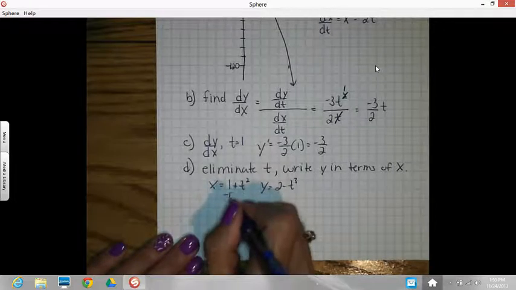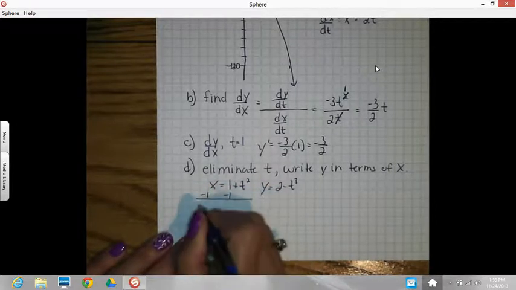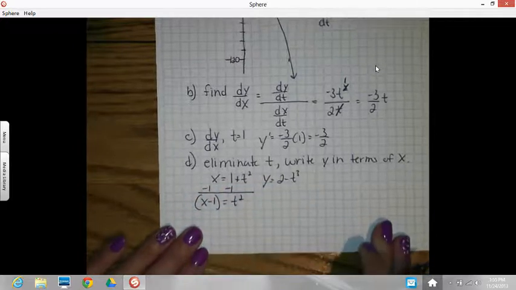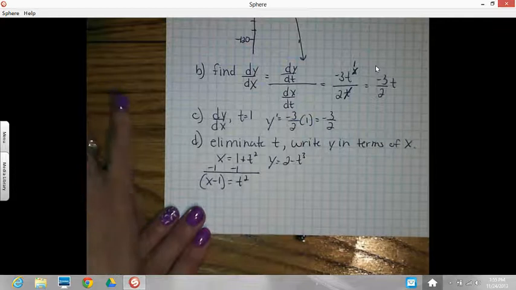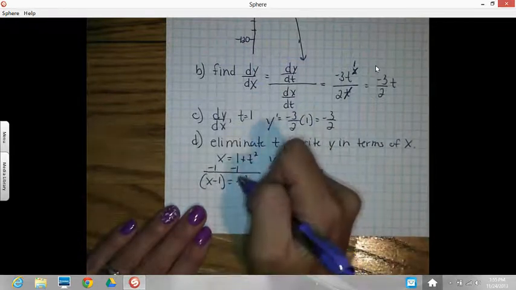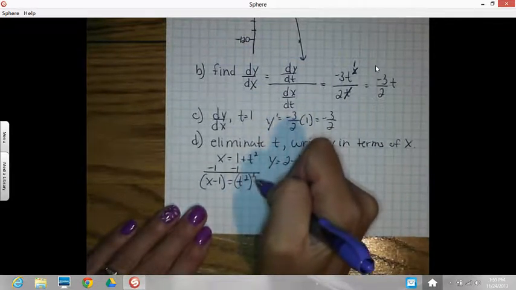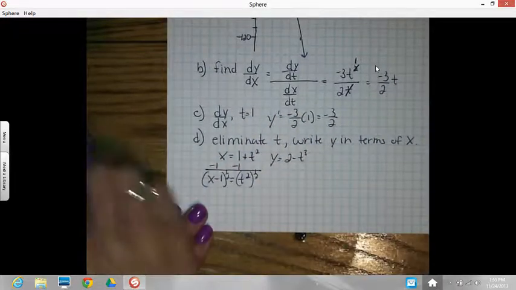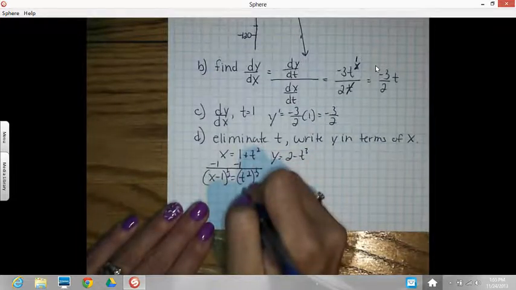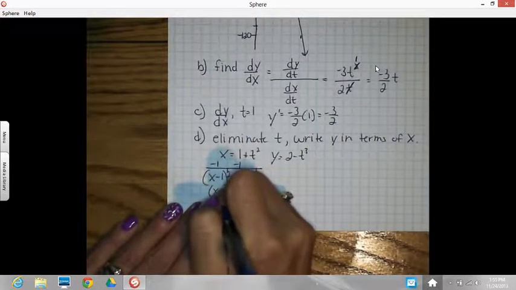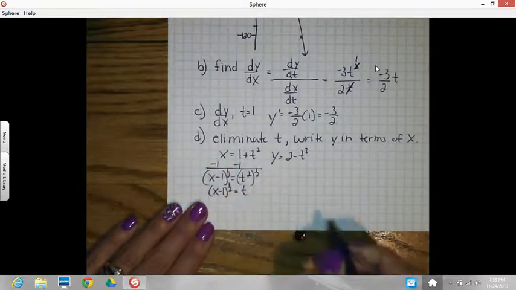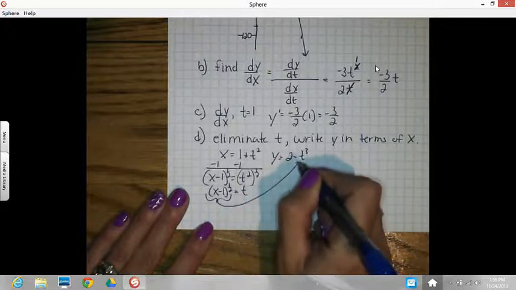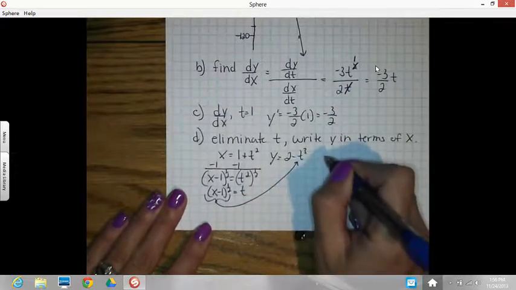So I'll subtract 1. So x minus 1 equals t squared. And to get t, I'm going to do the square root on both sides. And because I know I'm going to be doing derivatives here, instead of doing square root, I'm going to go to the 1/2 power on both sides, which is the same thing as square rooting. So that gets me t equals the quantity x minus 1 to the 1/2 power. Now I can take this and substitute it in here, and I'll have a y equation in terms of x.